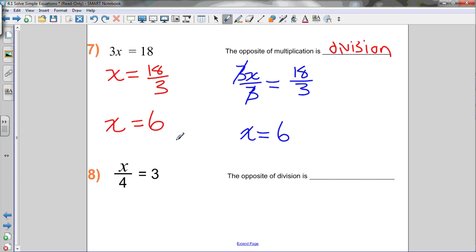Okay. So number 8. If I have x divided by 4 equals 3, I want x by itself, so I need to move this 4 to the other side of the equation by doing the opposite operation of what's happening right now. So I have x divided by 4. What's the opposite of dividing by 4? The opposite of division is multiplication.